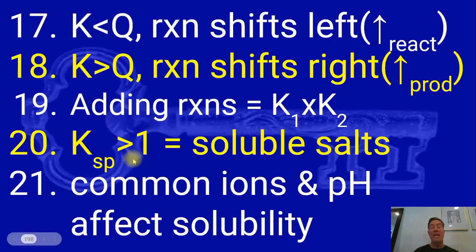A Ksp of greater than 1 indicates very soluble salts. Ksp values less than 1 indicate only slightly soluble salts. And that solubility is affected by the presence of a common ion, which will reduce solubility. And pH will increase solubility if it takes one of the species out of the products.